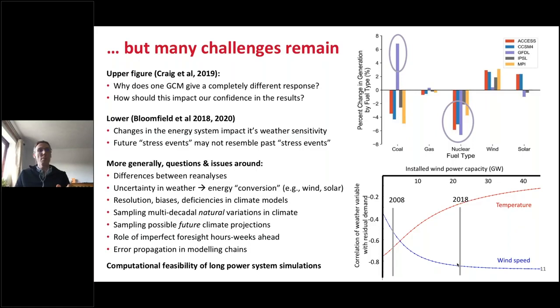And one of the key barriers, to cut a long story short, to studying this better is the feasibility of running very long power system simulations. If you have a detailed power system model, my understanding is it's very difficult to scale up to do a 100-year simulation of weather and climate data to really start to probe weather and climate uncertainty.